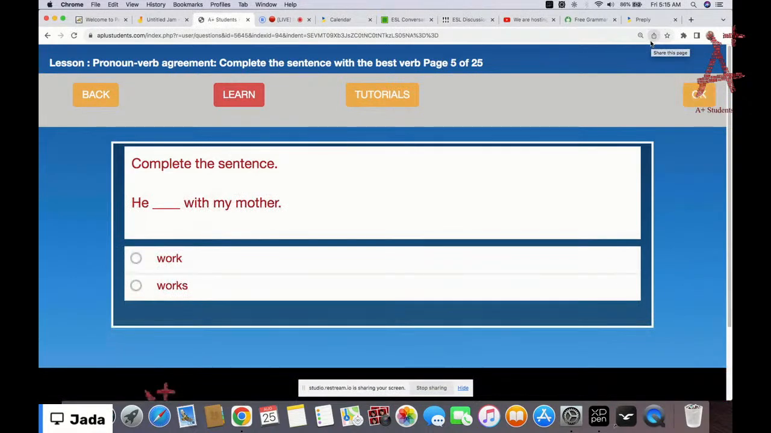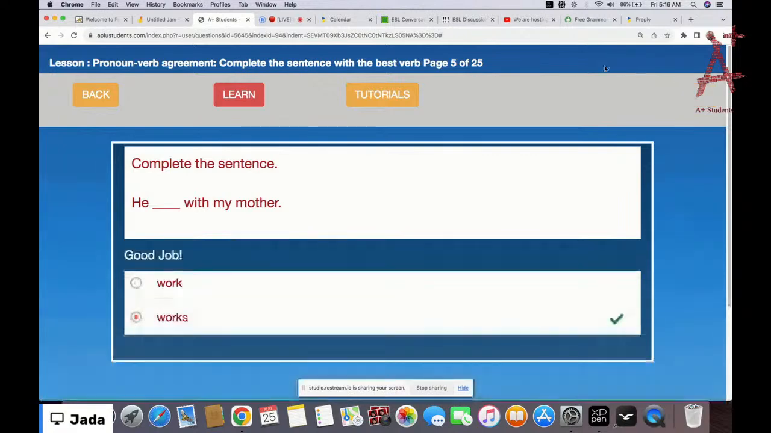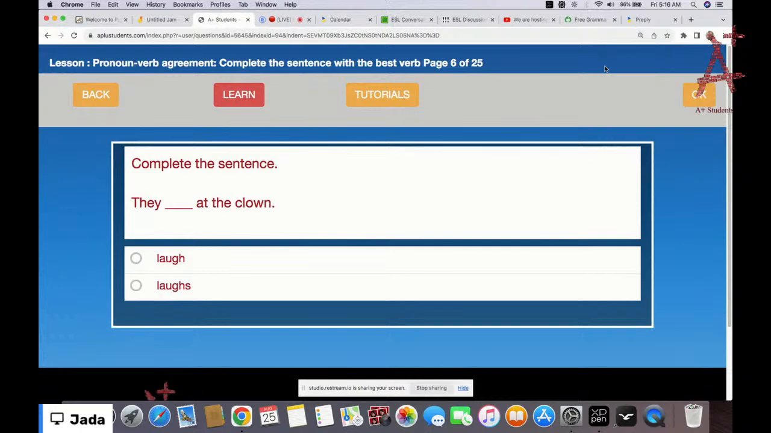"He dash with my mother." If you're going to say "he," you know that "he" is what? Singular. So he works with my mother. That means you need to add S to the verb.